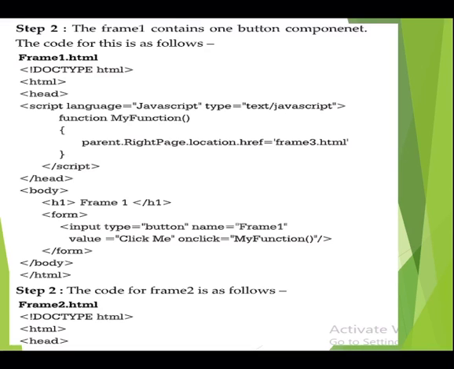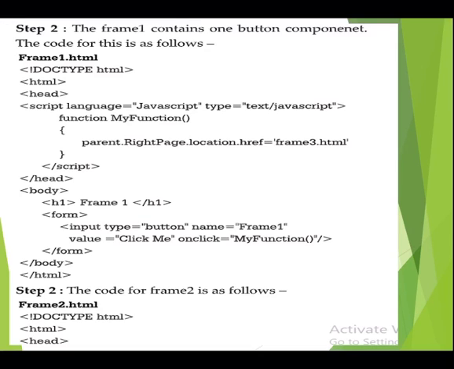Inside the body tag, we are writing frame 1. Then we are taking a button, click me. So form tag, input type is equal to button, name is equal to frame1, value is click me. On click of the button, the onclick event calls the function. So on click of that button, frame 2 will be changed to frame 3. Inside the function we have written parent.rightpage.location.href is equal to frame3.html. Then close the form tag, close the body tag, and close the HTML tag.